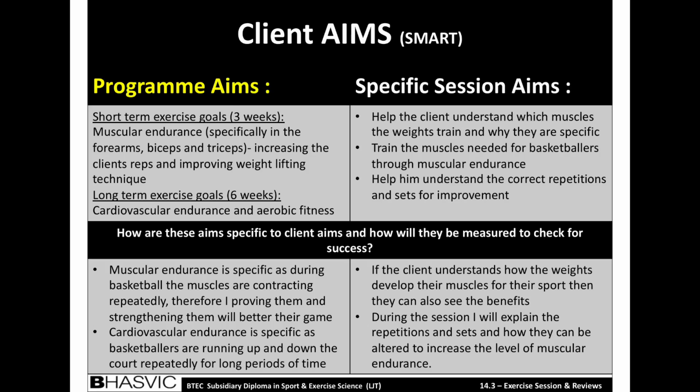My client's long-term goal was cardiovascular endurance. This is specific as basketballers run up and down the court repeatedly for long periods. Improving this would ensure he could run longer without fatiguing as quickly.